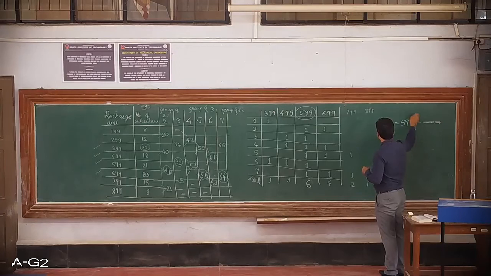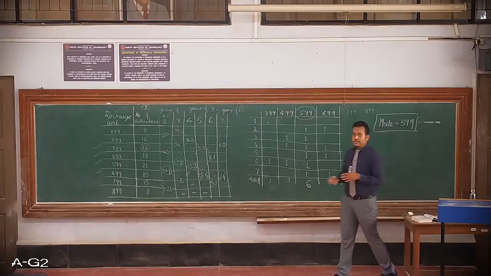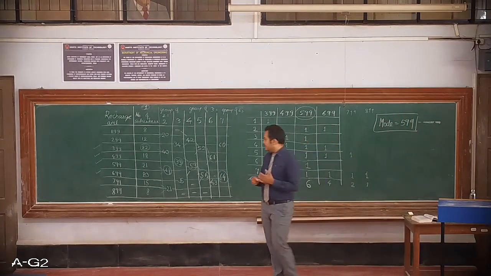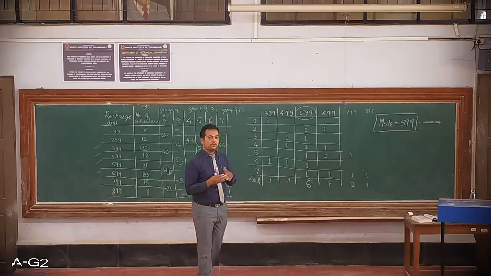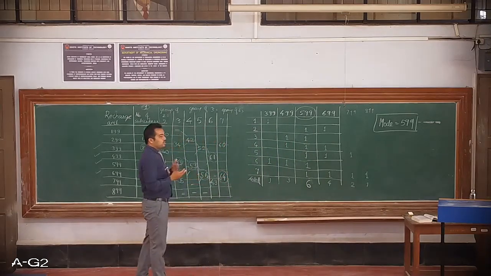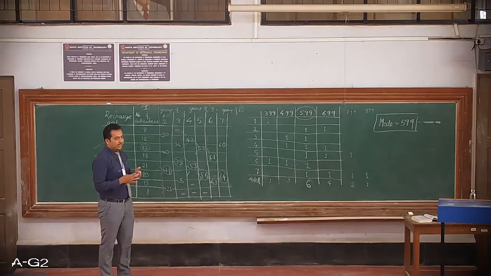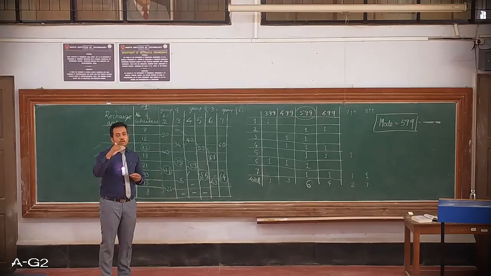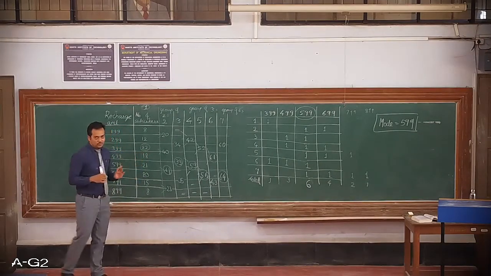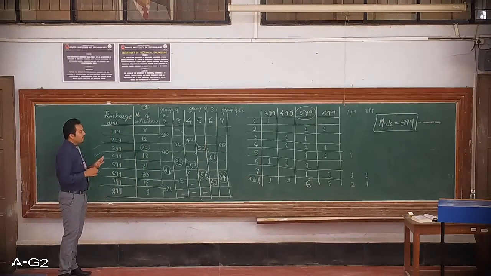Now this is the example where you see, though maximum frequency is for 399, that's not the modal value. Modal value is 599. It is with one of the higher frequencies, but also more number of items around it. So this is how we have to find the mode values. So hope you are clear with this.